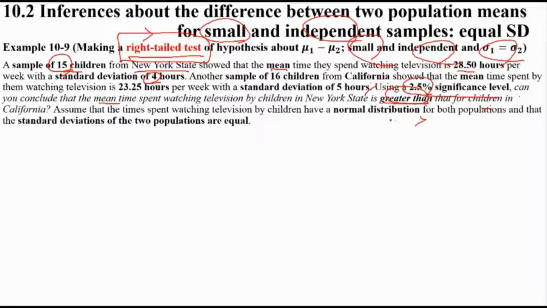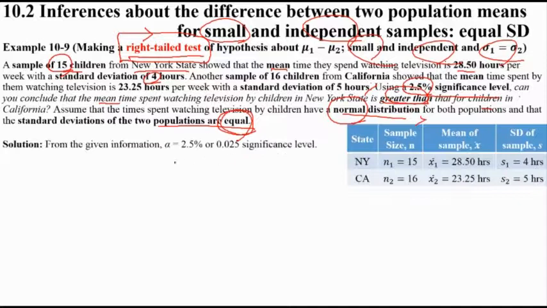So, assume a normal distribution for both populations, and the standard deviations are unknown and also equal. All right, so get the information: significance level here, and New York State, California State. Sample size 15, 16, mean of sample, this is 28.50 hours and 23.25 hours. Looks like New York State watch more. And standard deviation 4, 5.